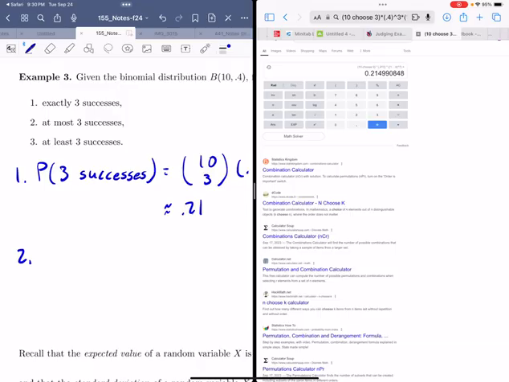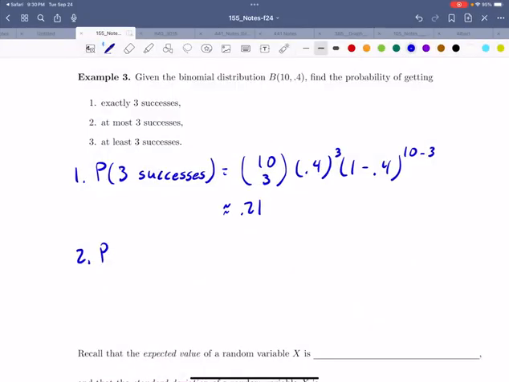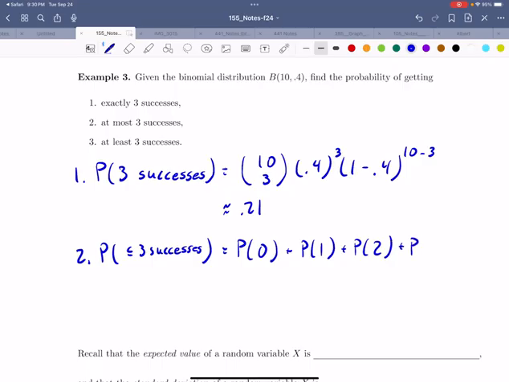Probability of at most 3 successes. Well, how are we going to do that? Well, first we need to know, let me shove Google aside for a sec. Probability of at most 3 successes, since 0, 1, 2, and 3 successes are, remember the term, mutually exclusive, this equals the probability of 0 successes plus the probability of 1 success plus the probability of 2 successes plus the probability of 3 successes, which we know equals 0.21.